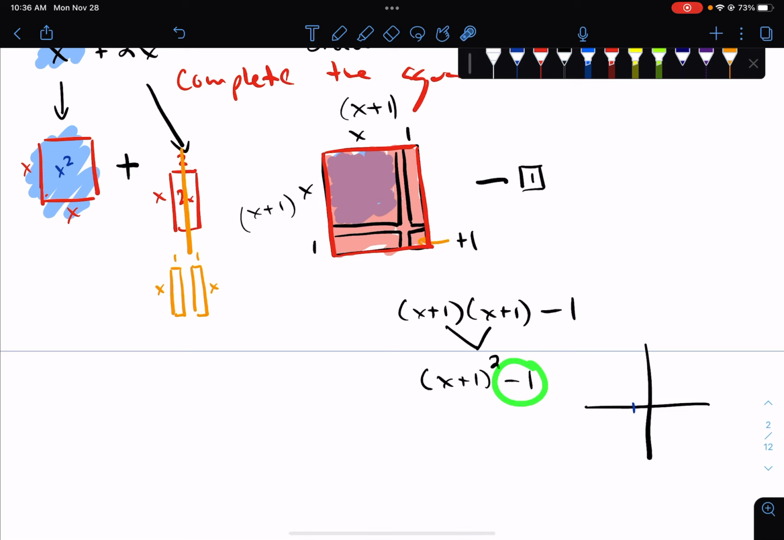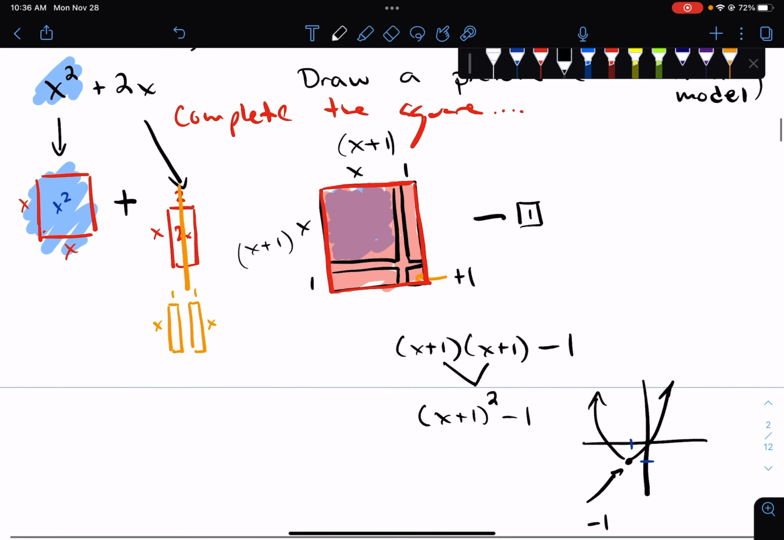And this minus 1 tells me that I have to shift my parabola down 1, which means my parabola is going to start right there. And it's going to go up. It's going to be a parabola. But now I know my minimum. My minimum is negative 1. That's the lowest point of my parabola. So I can use completing the square to find a minimum.